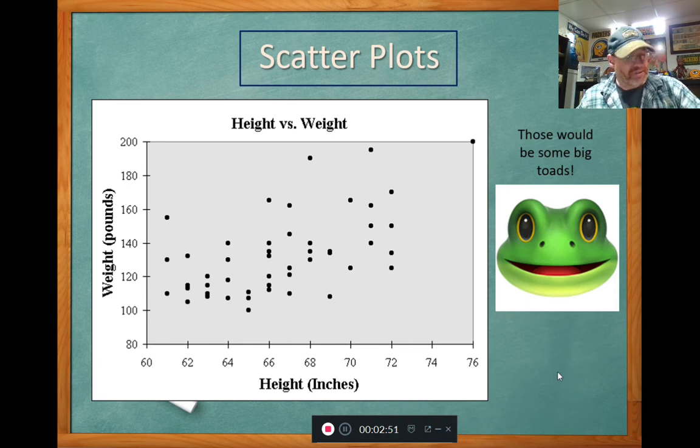Well, that's all I need to know about scatter plots for now. Down the road in this class, I'll show you how to create scatter plots on your calculators, but right now it's just a matter of interpreting them and being able to make them by hand.